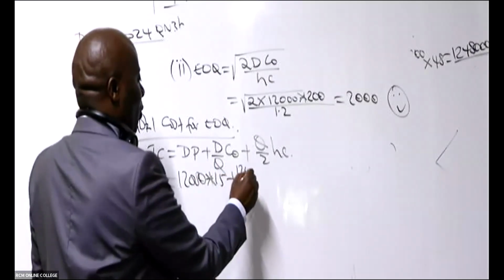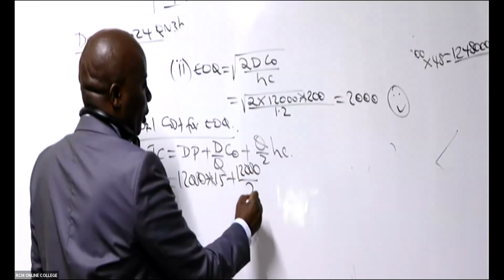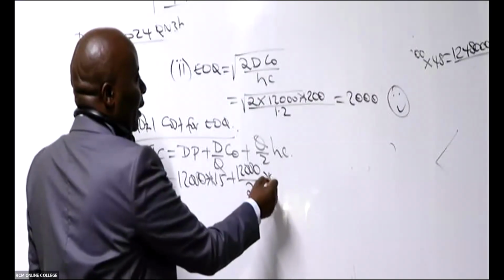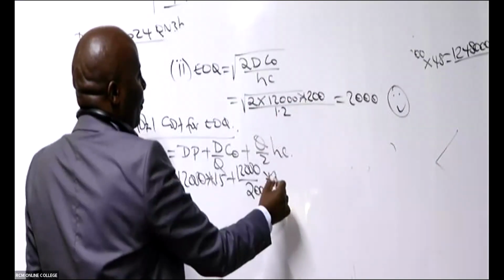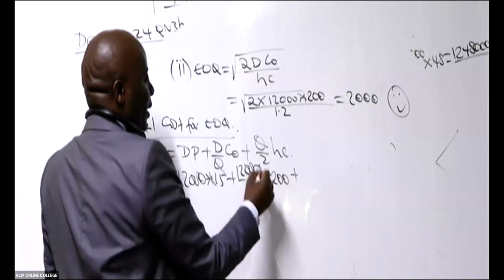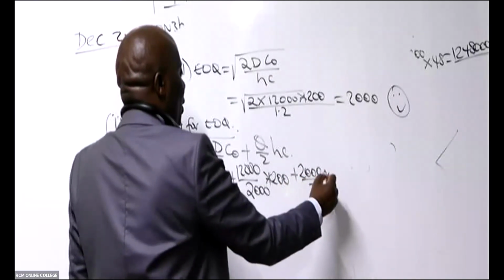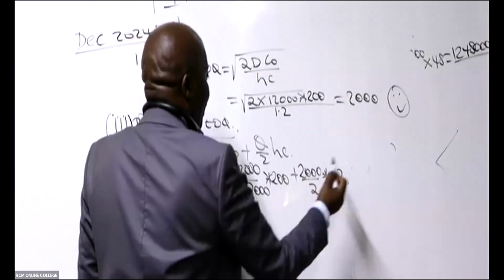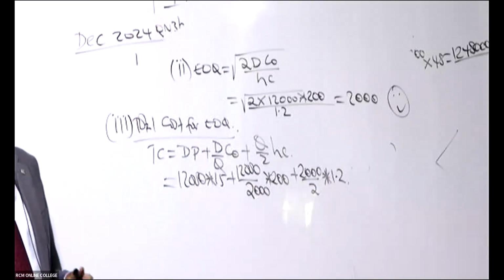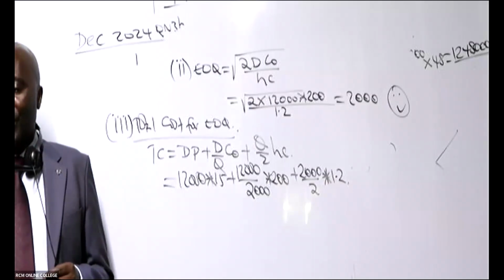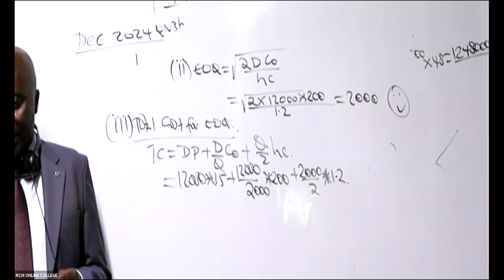So 12,000 divided by the Q, you guys got 2,000, isn't it? Times Co, which is 200, plus this Q, the EOQ. The holding cost, if I remember very well, you guys had given me 1.2, isn't it? So at the end of the day, we shall end up getting something.